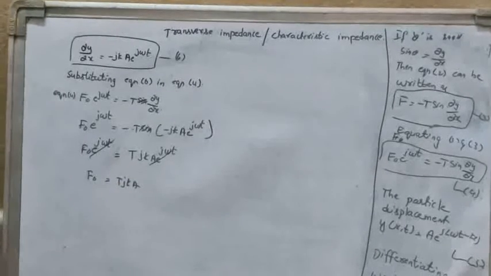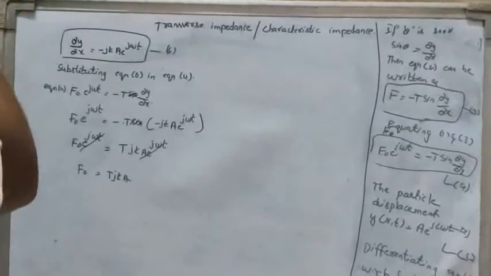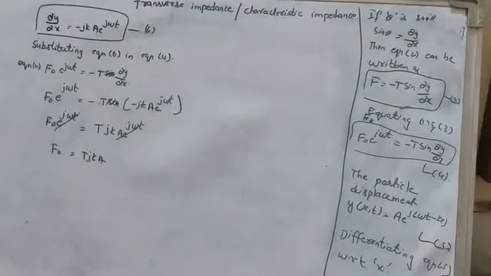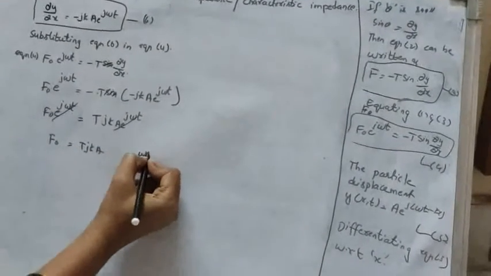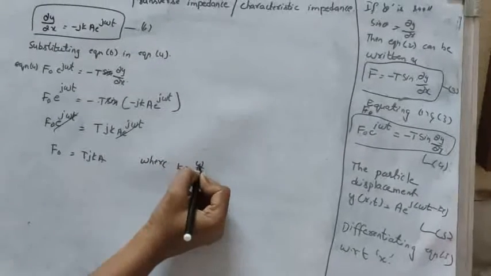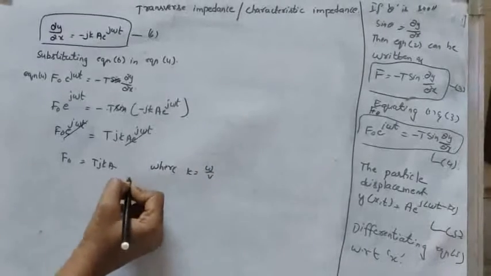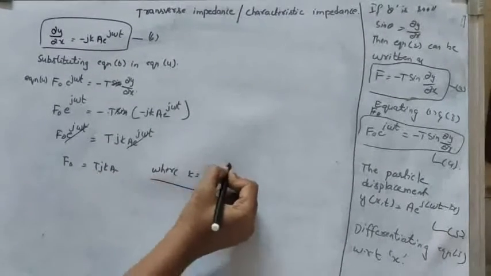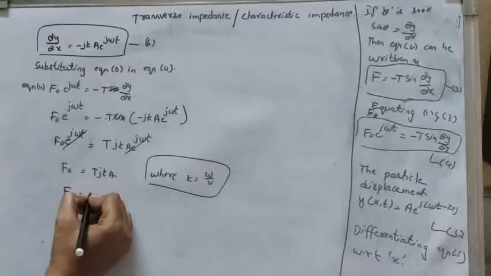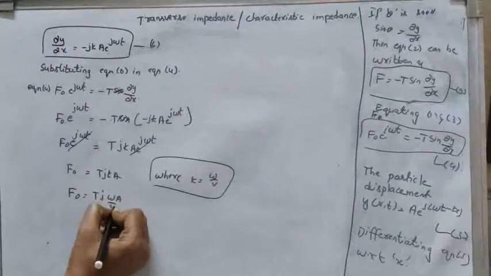Now from this we can write the k value. We are going to substitute the k value, where k is equal to omega by v. Here omega represents angular frequency and v the wave velocity. So how can you write? F naught is equal to T j omega A by v.